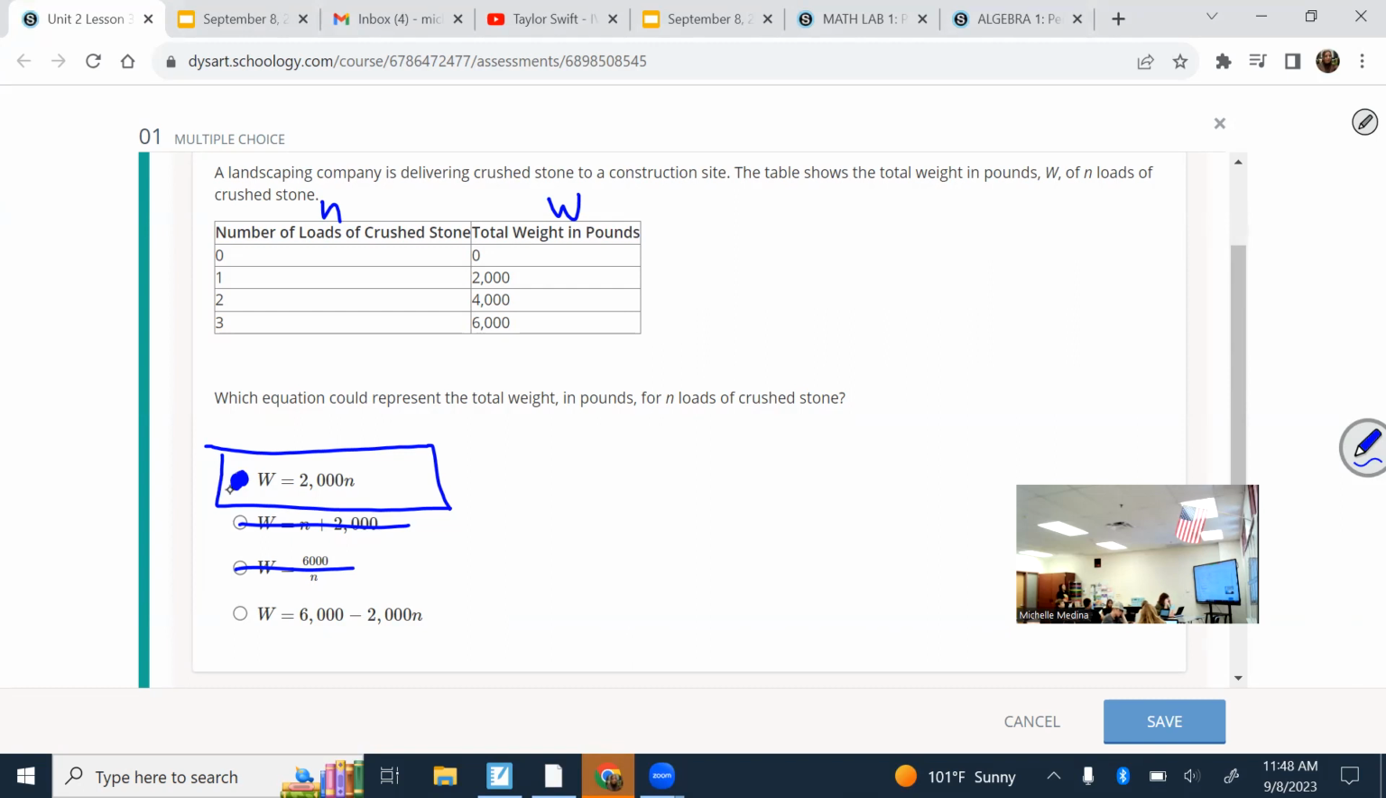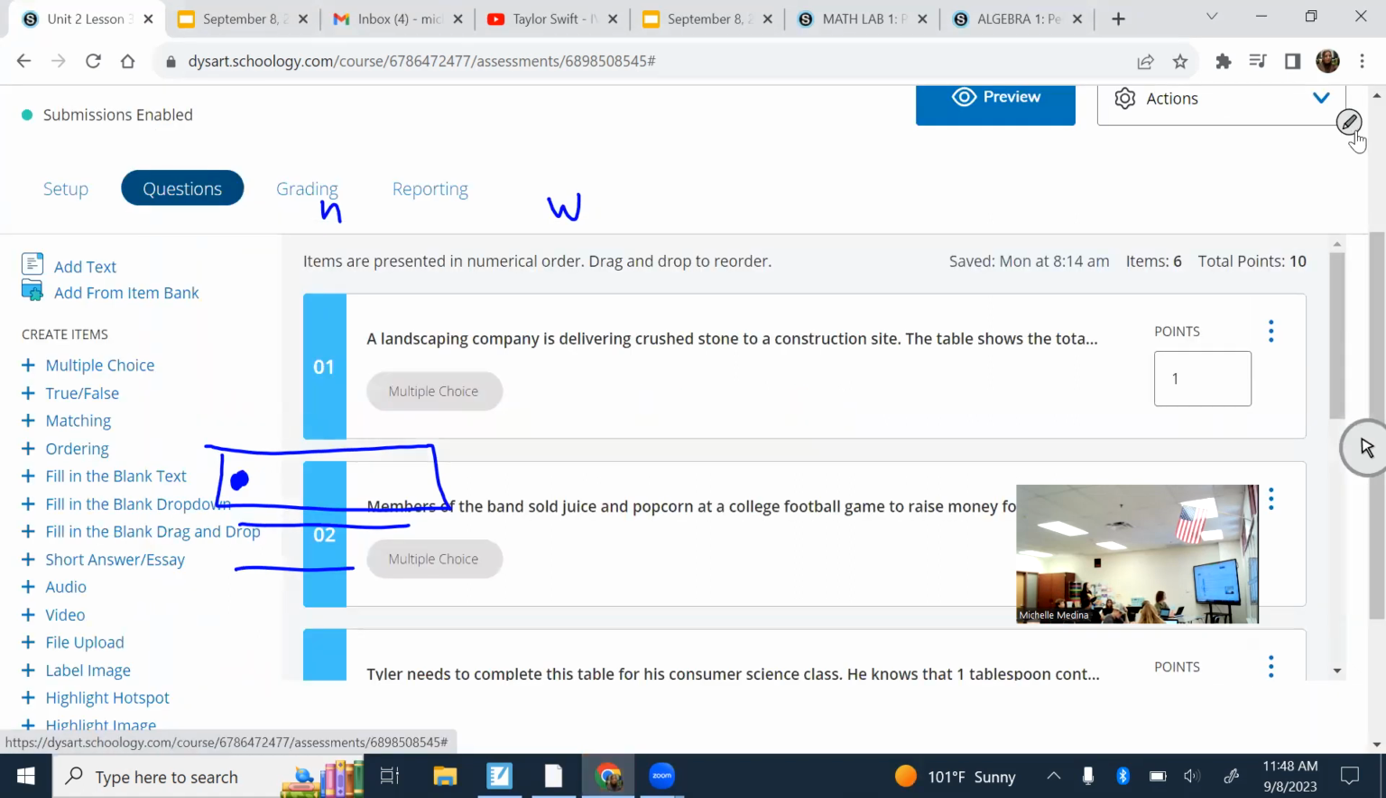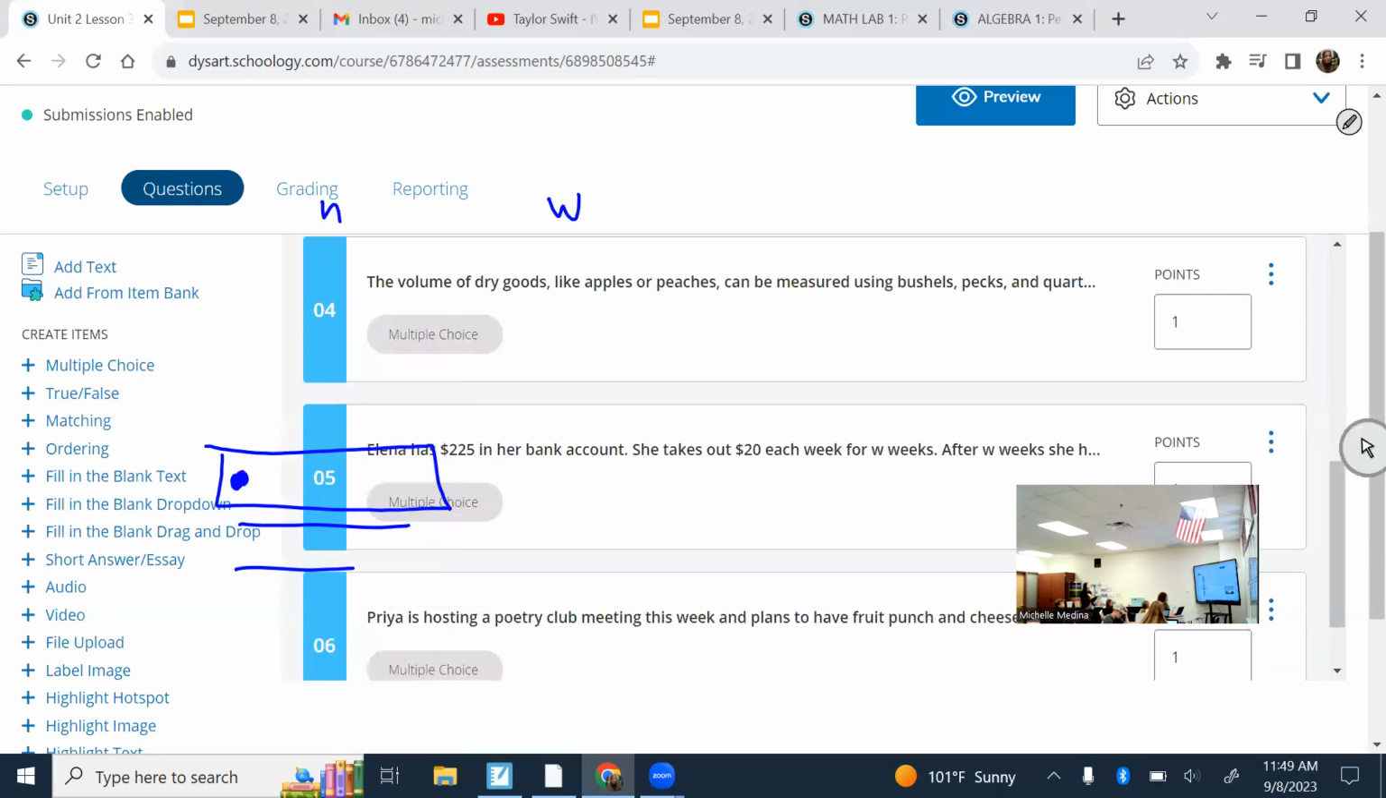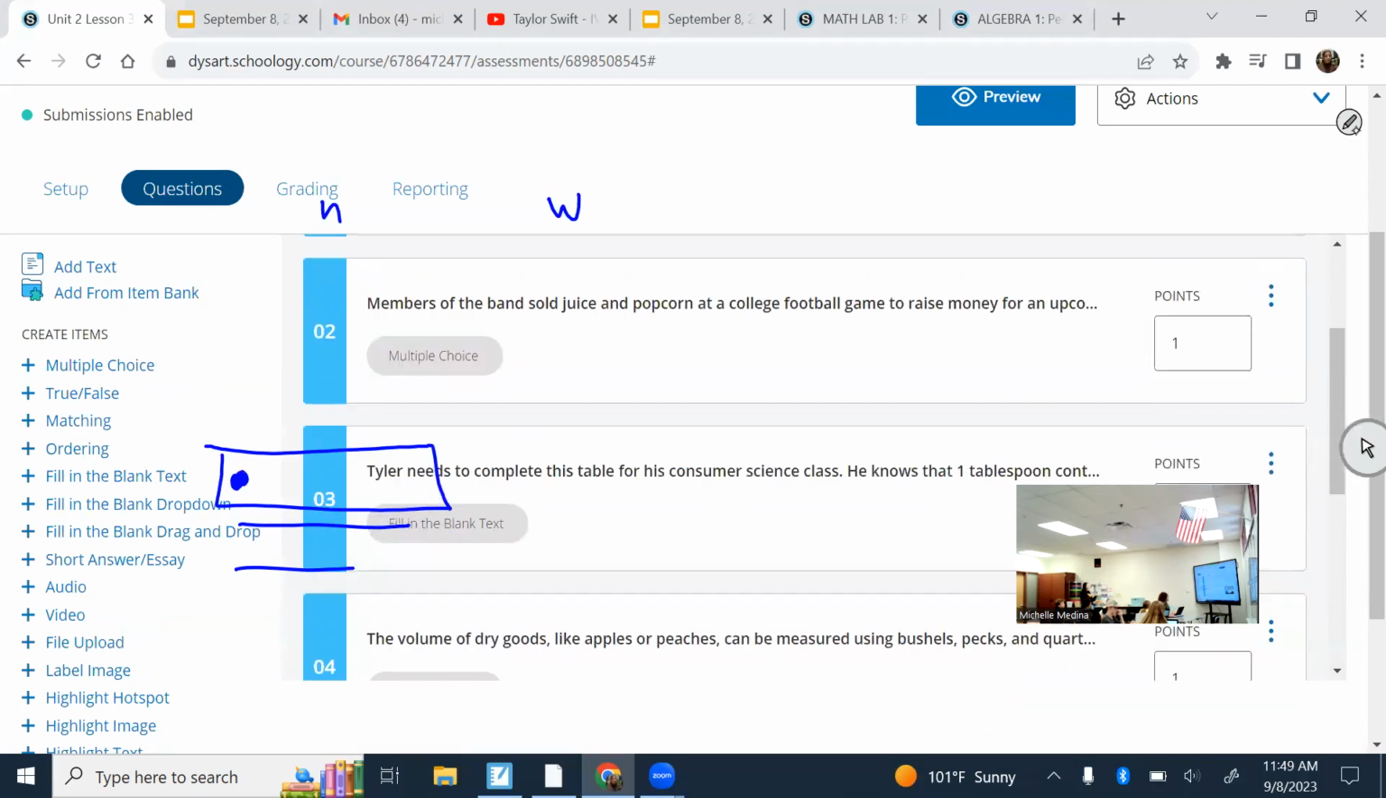Any questions on other ones from this practice or really any practice? Harley? Okay. Which, what is it start with? Oh, this one.